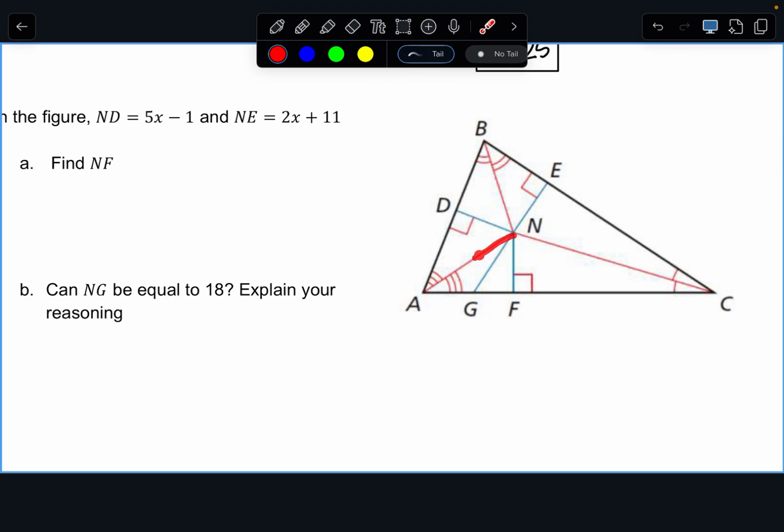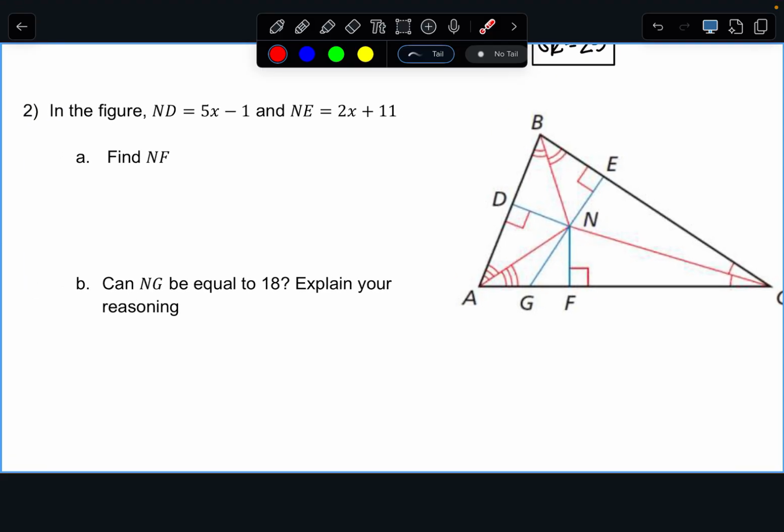What about NA? Angle bisector. What about NC? Angle bisector. What about NF? What's it called? Neither. It's just perpendicular. It doesn't show us that it's bisecting, so that was a trick question. NF really means nothing to us right now.